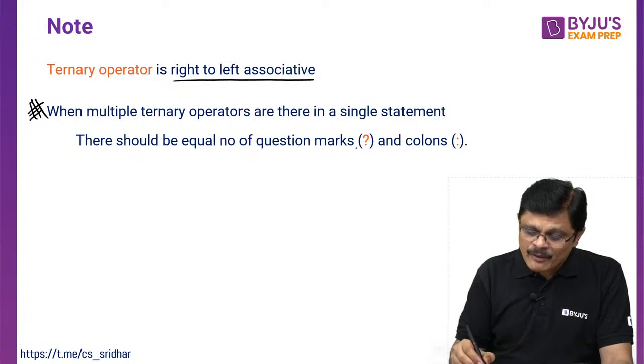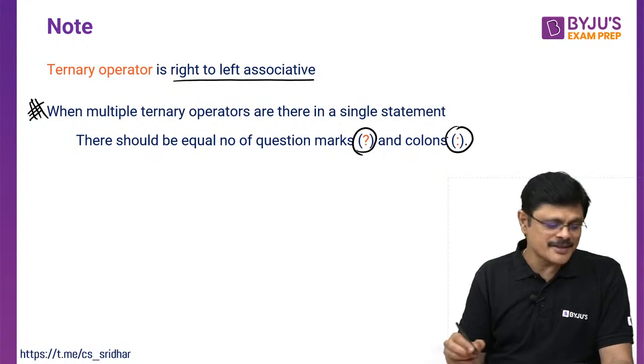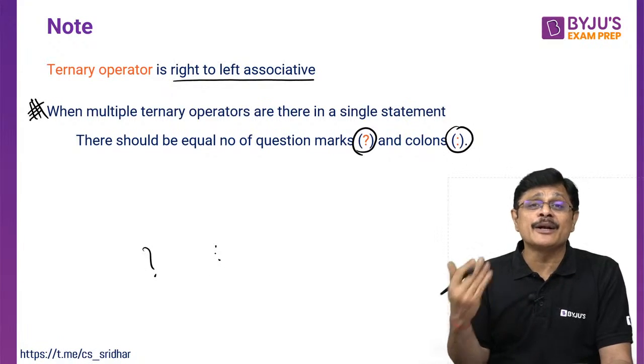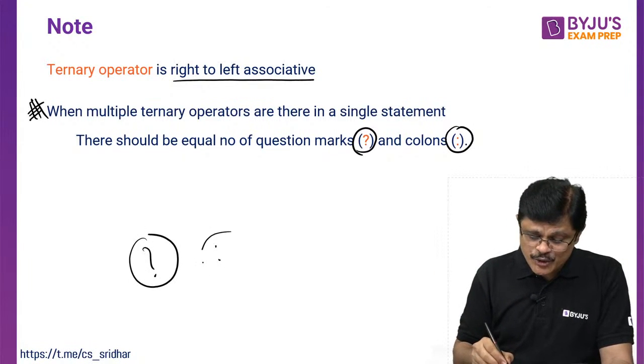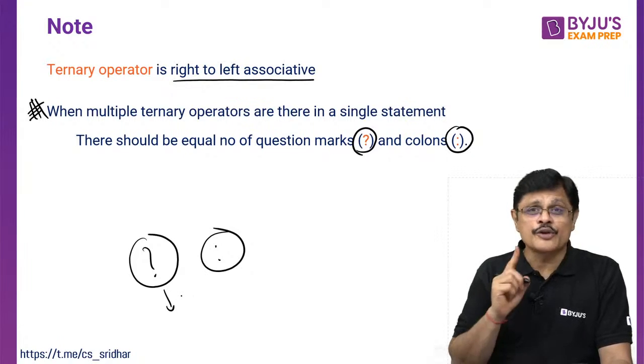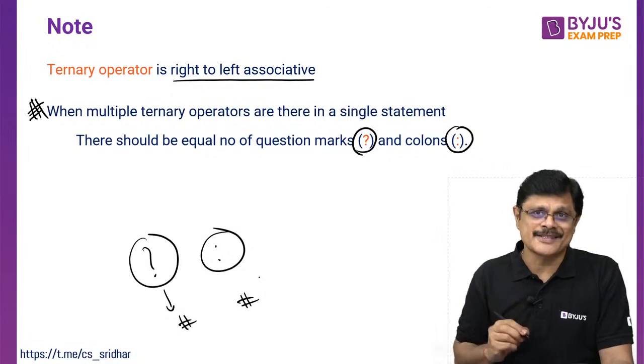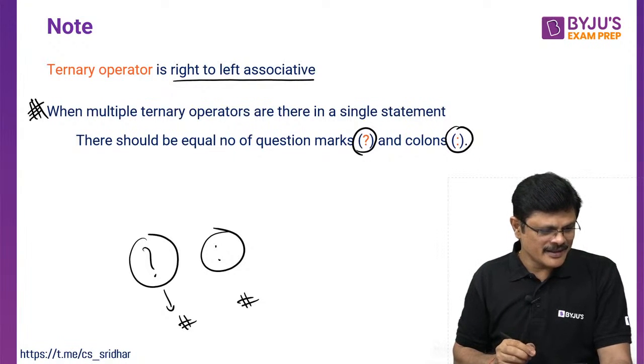There should be an equal number of question marks and colons. The number of question marks and colons must be the same. If you have multiple ternary operators, these should match. The number of question marks must be the same as the number of colons. This is important.